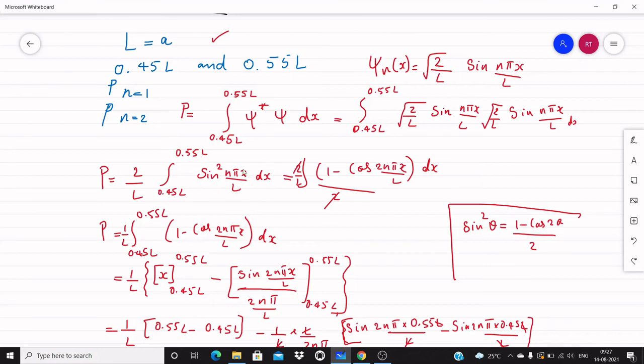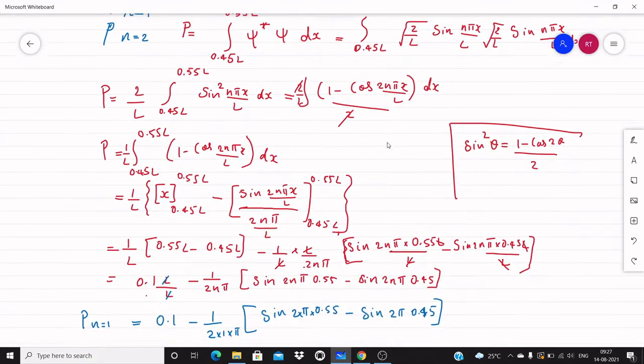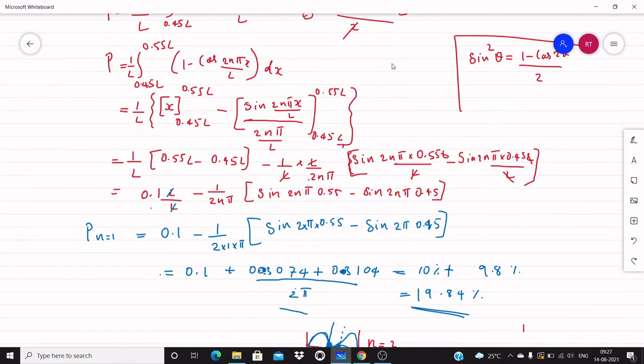Now sine square cannot be integrated so easily, so to make the integration much easier, we are applying this equation: sine square theta is equal to 1 minus cos 2 theta by 2. So you will have two different terms in the integral. So we applied the limit, integrated the term and applied the limits, and you have this final equation.